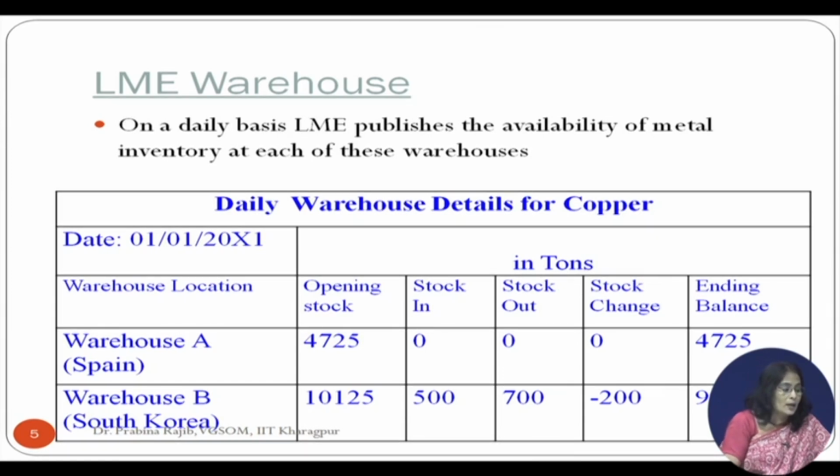Let us say this is just a typical example of daily warehouse detail for copper. LME will inform warehouse A in Spain what is the opening stock on a given day, what is the stock in, what is the stock out, what is the net change, and what is the ending balance. Like let us say in warehouse B, you have 10,125 tons of copper, stock in is 500, stock out is 700, net change is minus 200, and this is the ending balance.